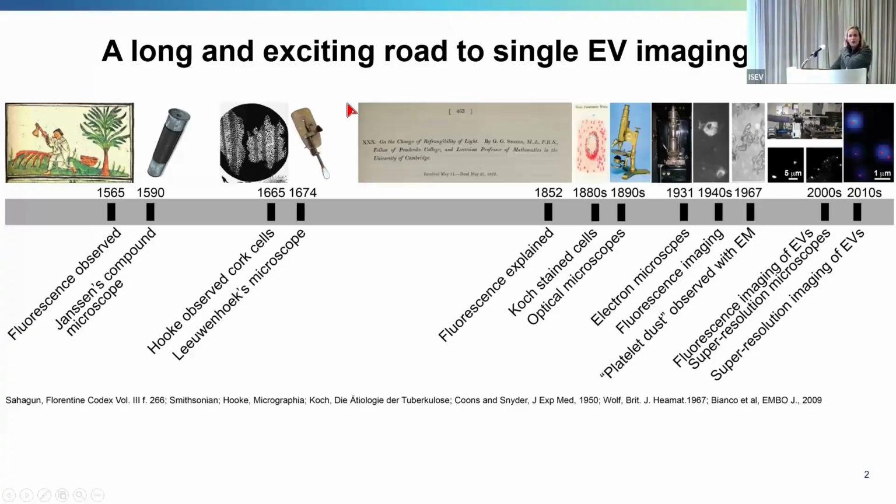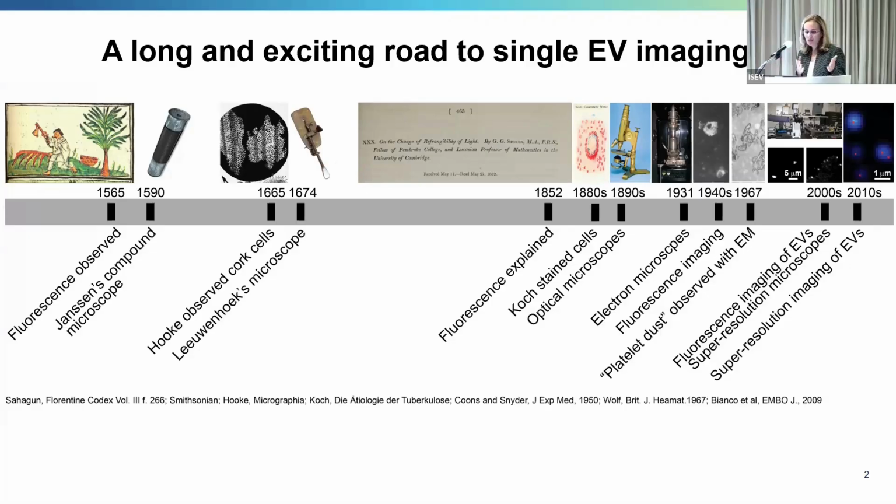Okay, so because this is an educational day, I first wanted to give you this really exciting road to single EV imaging. I think we all appreciate the role EVs have in intracellular communication. We are really excited because they're potential biomarker sources and potential therapeutic delivery vectors, but we still need to characterize them. Ideally, we want to get a lot of parameters about these vesicles. We want to look at their size, their cargo, and their shape, right? So where did we start and how did we get here?